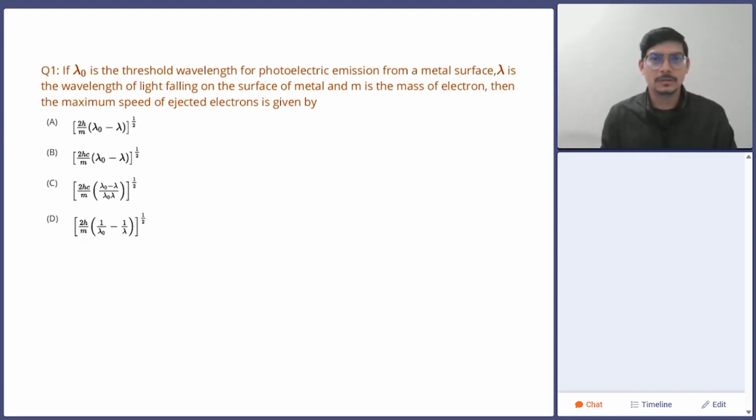In this question, the question is: what is the maximum speed of an ejected electron in a photoelectric experiment in which the threshold wavelength is given to be lambda naught, and the wavelength incident on the metal surface is lambda, right?